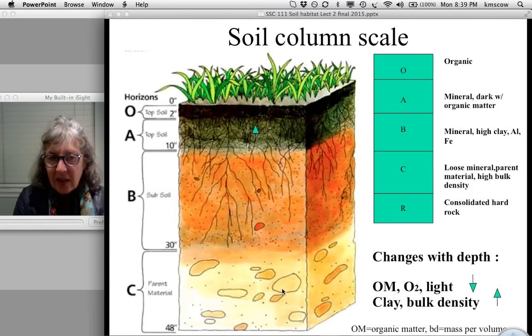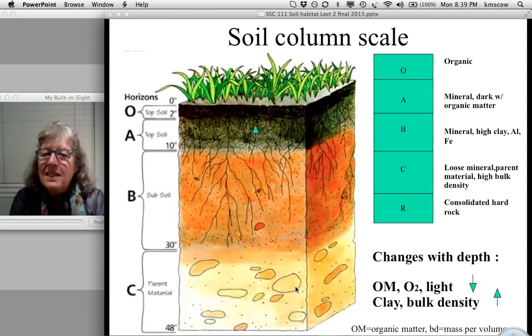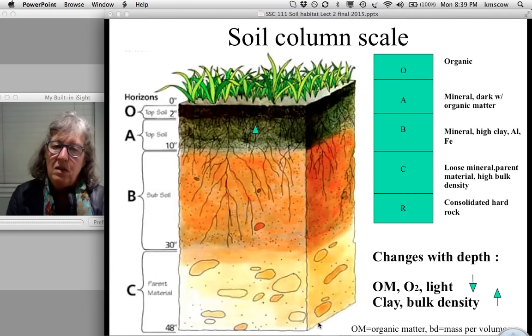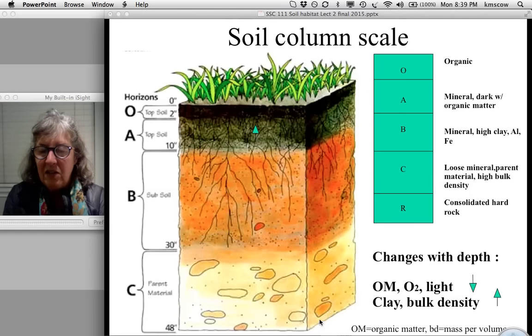At the C horizon is where you're going to find much more the manifestation of the original geologic material in which that soil is formed. There, that's going to be highly mineral, not much organic matter at all, high bulk density as well. And then below that, you're going to hit the regolith, the R, which is the consolidated parent material that the soil was created from.